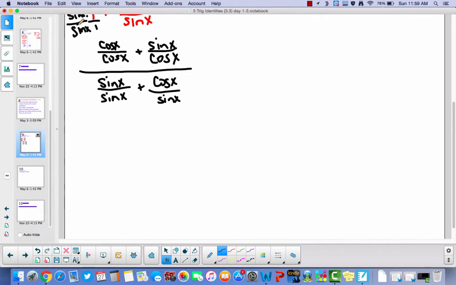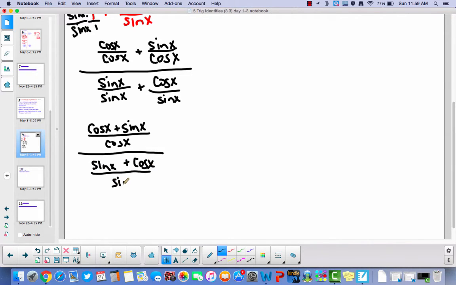When I combine the numerators here, I get cosine of x plus the sine of x all over the cosine of x divided by, and same thing here, sine of x plus cosine of x all over sine x. Now be careful here, don't kill kittens. I can't just cancel these here. I would need to take it out of there as well.